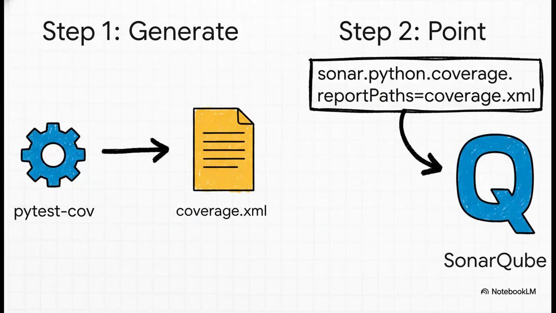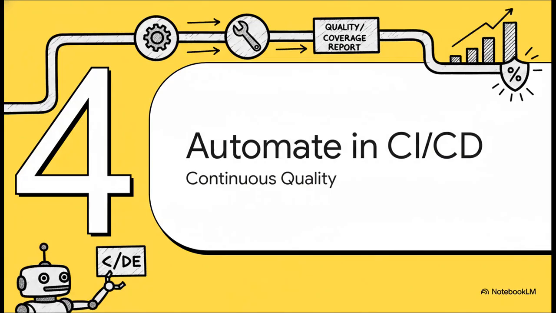And for the final piece of the puzzle, you tell Sonar where that report is. By default, pytest-cov creates a file called coverage.xml right in your main folder. So you pass this property to the scanner. Do you see the pattern yet? Step 1, generate the report. Step 2, point Sonar to it. Okay, so now we know how to connect all the pieces for each language.